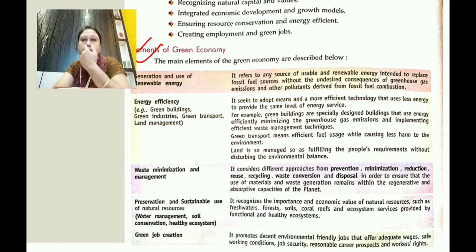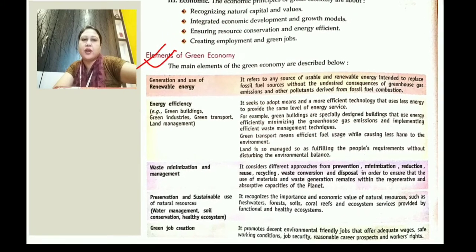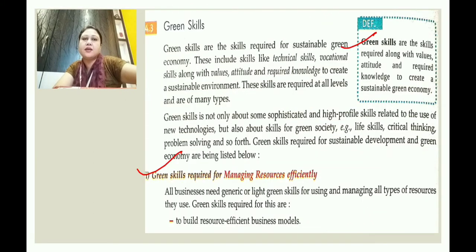All right, so these are the different elements of the green economy. Then the next one we have is the green skills. Now what are green skills? So green skills are those skills which are required for a sustainable green economy, and these skills include technical skills, it can be vocational skills, along with certain values and attitudes, and certain required knowledge to create a sustainable environment. And these skills are required at all levels and are of many types.